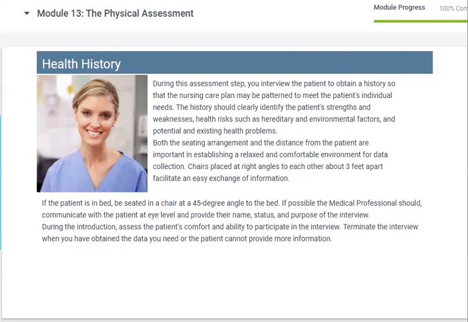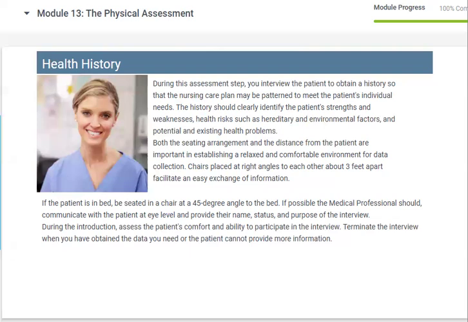The history should clearly identify the patient's strengths and weaknesses, health risks such as hereditary and environmental factors, and potential and existing health problems. Both the seating arrangement and the distance from the patient are important in establishing a relaxed and comfortable environment for data collection. Chairs placed at right angles to each other about 3 feet apart facilitate an easy exchange of information. If the patient is in bed, be seated in a chair at a 45-degree angle to the bed.